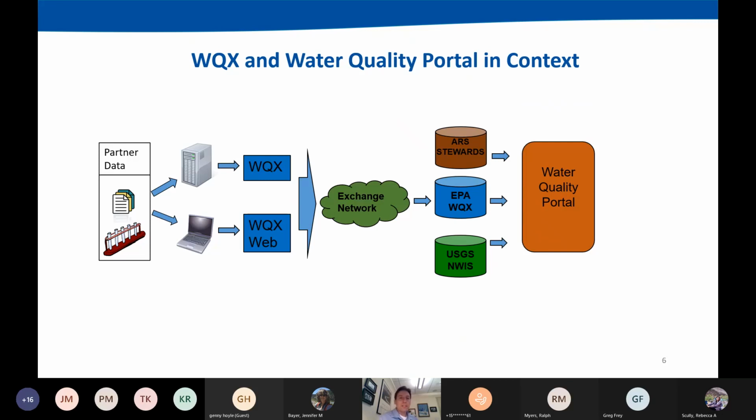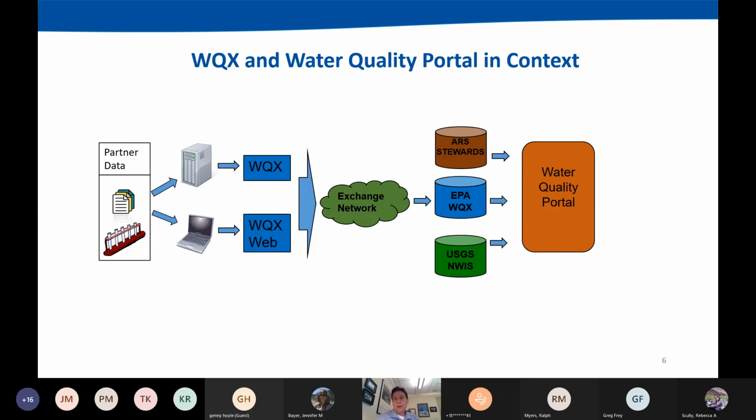The way WQX works, and just to give you some concepts, and I love the polls. That was really helpful just to know where everybody's at, especially the question about how you all currently manage your data, and that's very relevant to this slide here. So we have our partners there on the left, which would be all of you. You manage your data in whatever works for you. For some of you, those were databases. For others of you, those were spreadsheets.